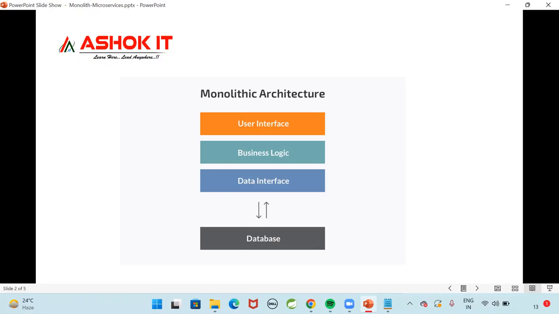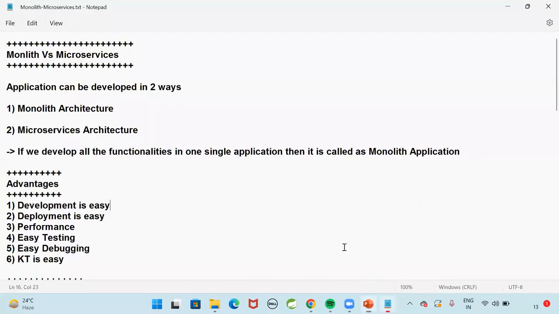If you develop all those functionalities as one single application, then it is called as monolithic architecture. Are you guys getting my point? What is monolithic architecture? If you develop one single application for all the given requirements, then it is called as monolithic architecture. So when we go for this monolithic architecture, there are some advantages and some disadvantages.